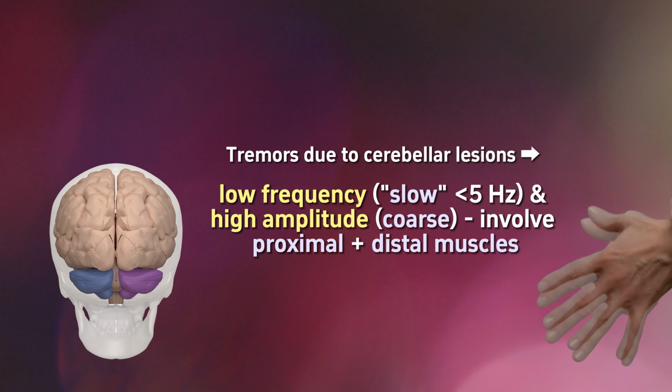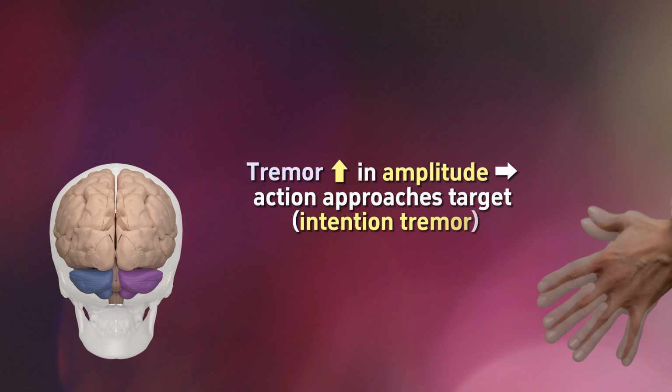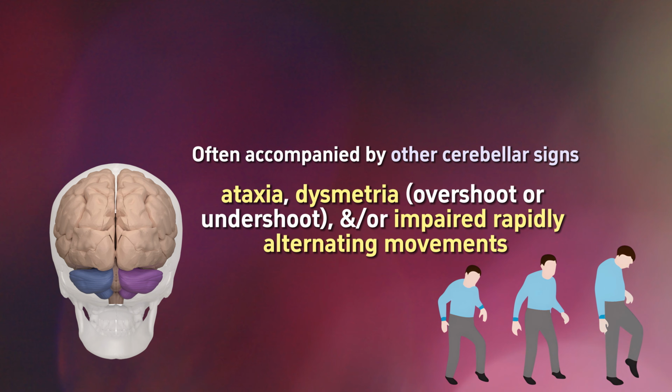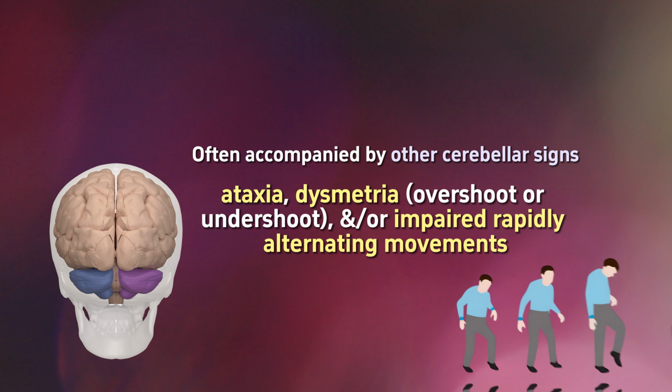Tremors due to cerebellar lesions are classically low frequency, that is, slow, less than 5 Hz, and high amplitude, that is, coarse, because they involve the proximal as well as the distal muscles. The tremor classically increases in amplitude as an action approaches a target, that is, intention tremor. It is often accompanied by other cerebellar signs including ataxia, dysmetria, and/or impaired rapidly alternating movements.